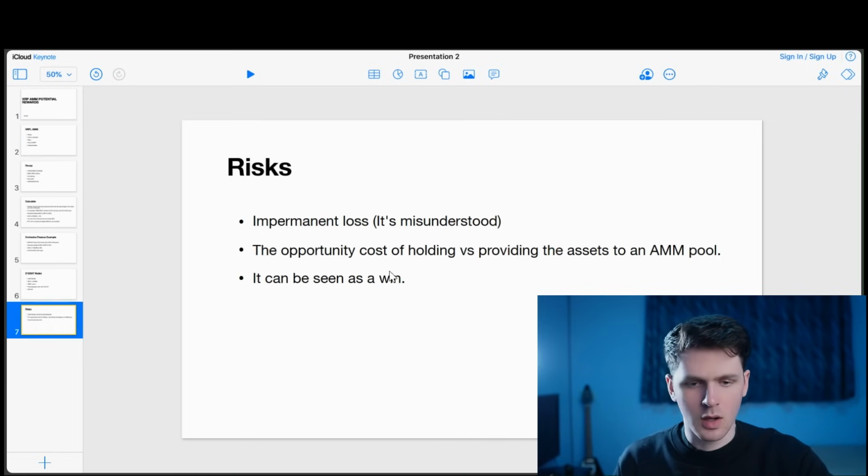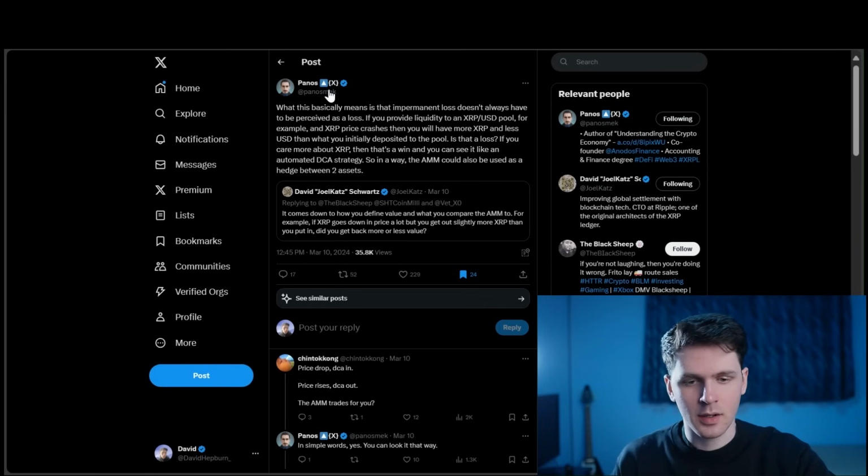And now moving on to point number 3, we have risks. Impermanent loss down here. It's misunderstood. It's the opportunity cost of holding versus providing assets to the AMM pool, and it could be seen as a win. Great tweet here on X by Panos.